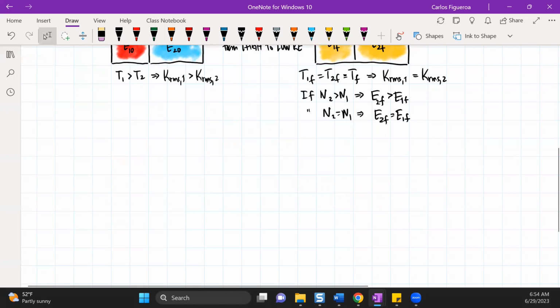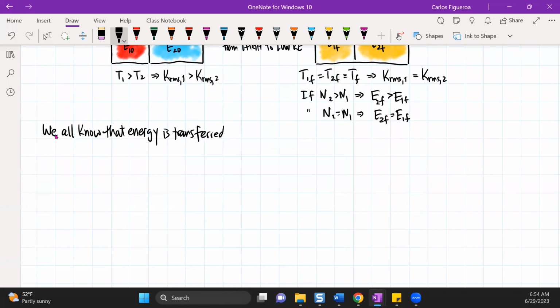So we all know that energy is transferred from the hot to the cold gas.